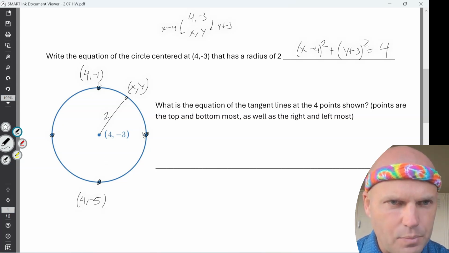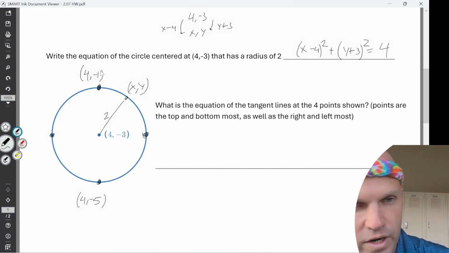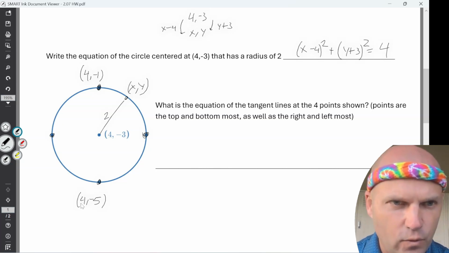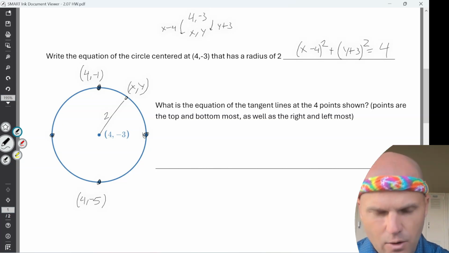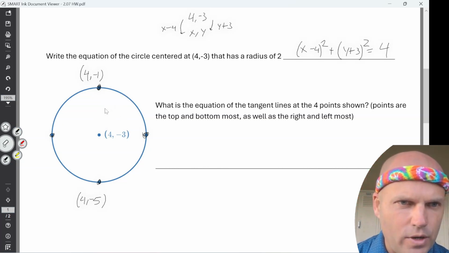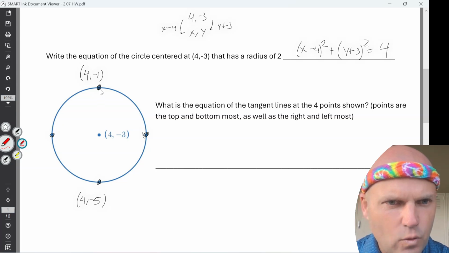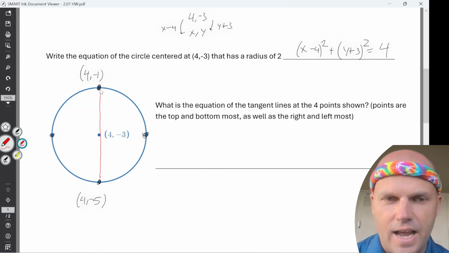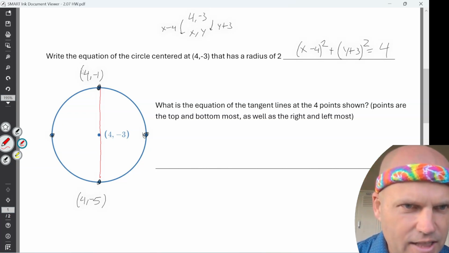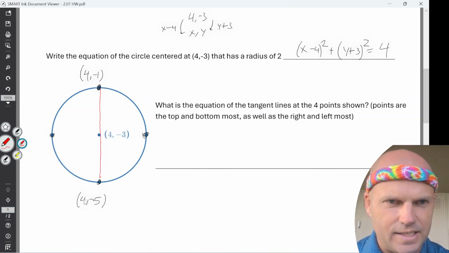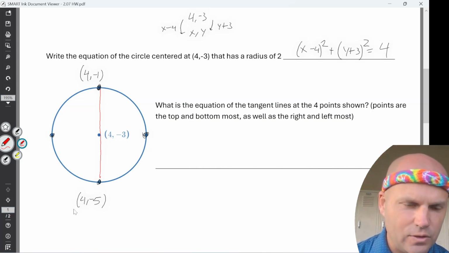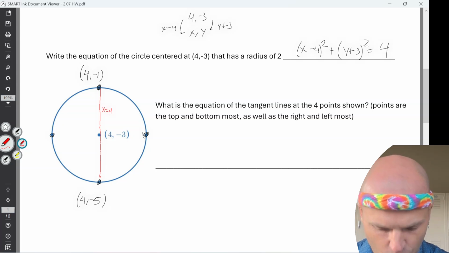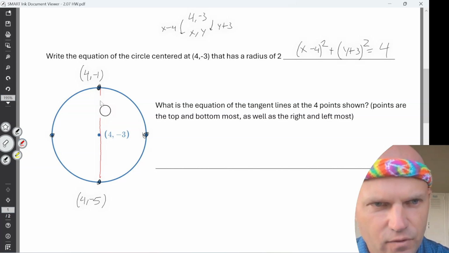So if I were to go up 2, I would go to the point 4, -1. If I were going down 2, I'd go to the point 4, -5. What's interesting about these three points, 4, -1, going through 4, -3 to 4, -5, is they create a diameter, sure, but you can notice that the x coordinate is consistent. x equals 4, x equals 4, x equals 4. This is how I remember that x equals 4 is the equation of a vertical line.